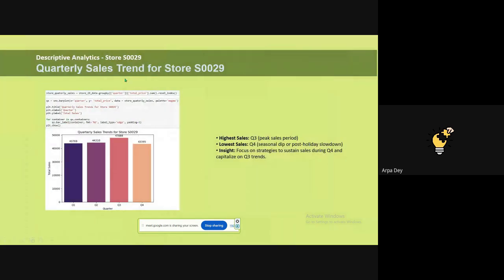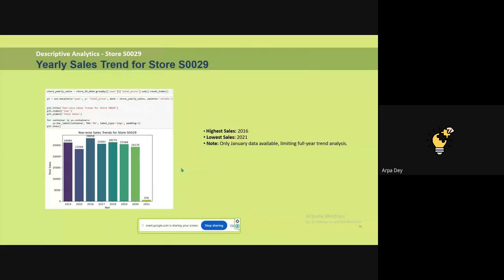This is the quarterly trend, and from this we can see that quarter three is the peak of our sales period, but quarter four is not performing that well. The reason could be the seasonal drop of the post holiday season. This could be a reason.